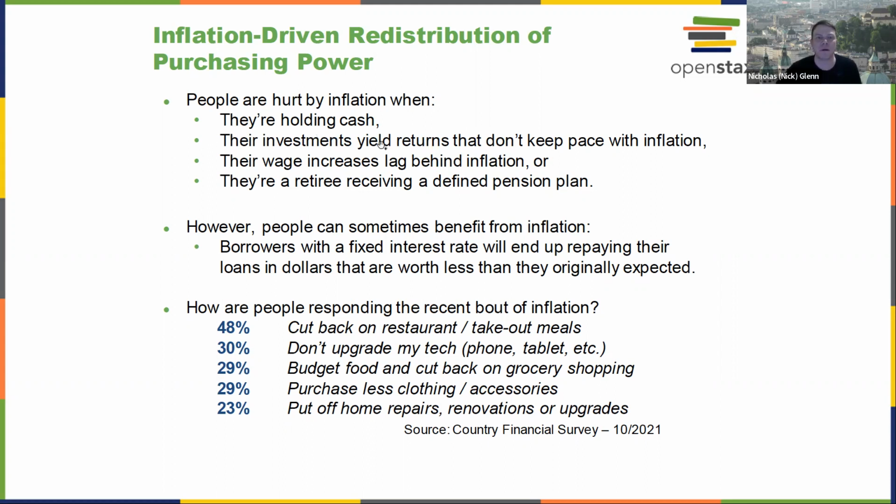And your investments may not be able to keep pace with inflation. Because of that, you may try to make more risky investments. And as a result, you may end up losing money that you wouldn't have lost if it weren't for the fact that inflation rose so much.